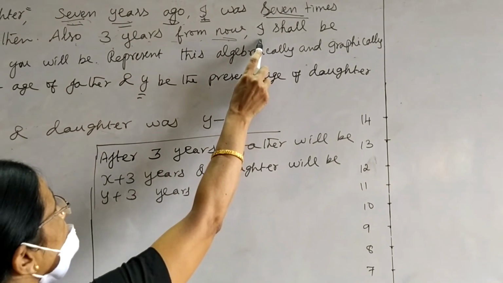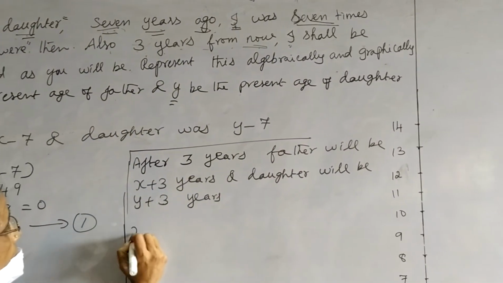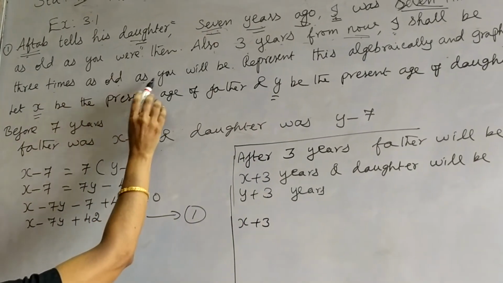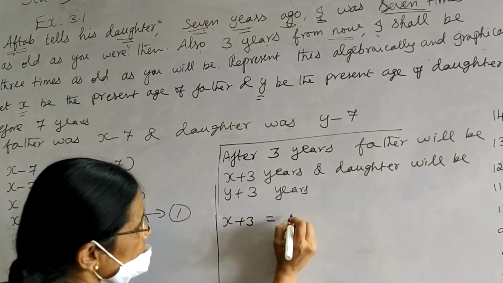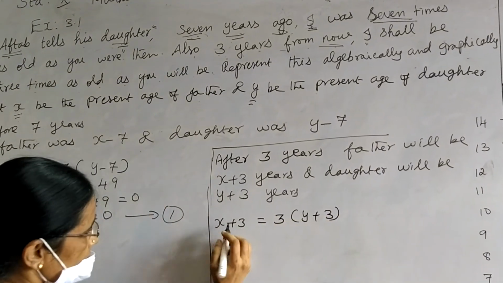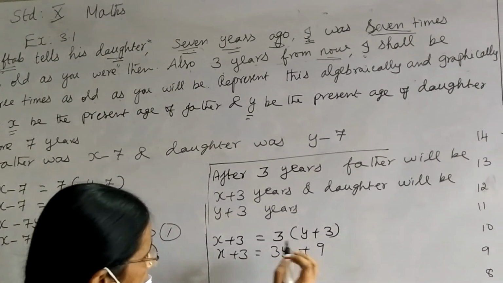Again this x represents father. I start with father's age after 3 years, which is x plus 3. X plus 3 is 3 times as old as you will be. 3 times, so 3 multiplied by daughter's age, y plus 3. So x plus 3 equals 3y plus 9.